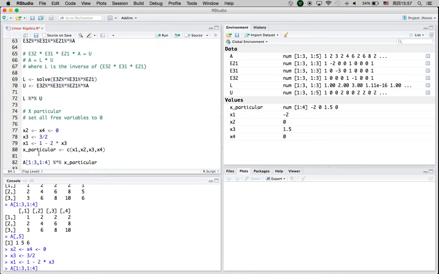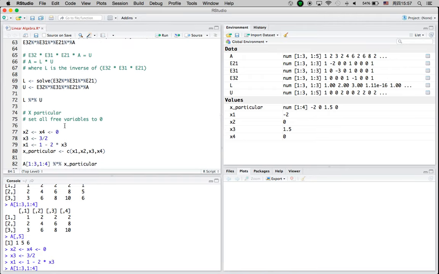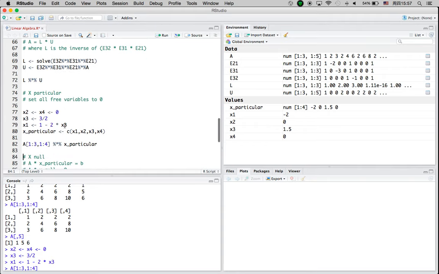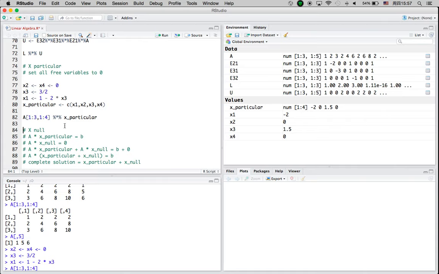But since we have free variables in this system, there are also other combinations, so there are infinitely many solutions. In that case, to get a complete solution, we also need to get the null space of this matrix.